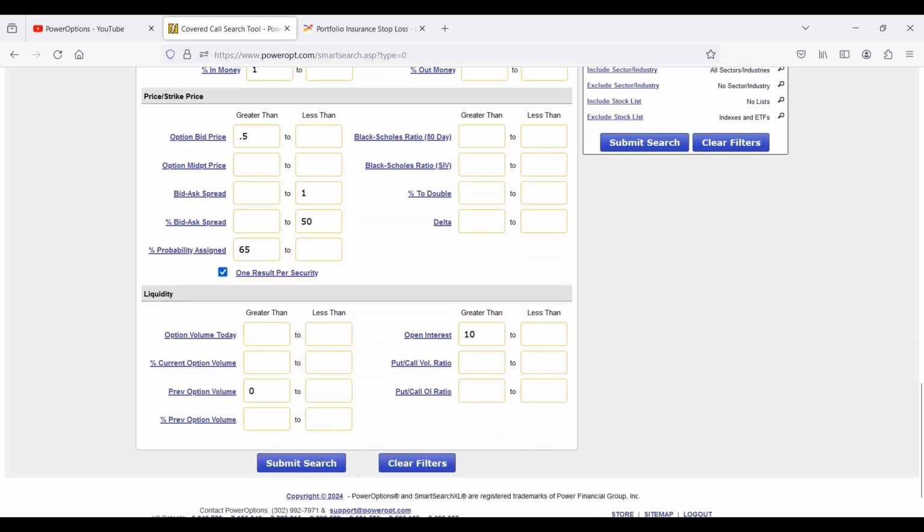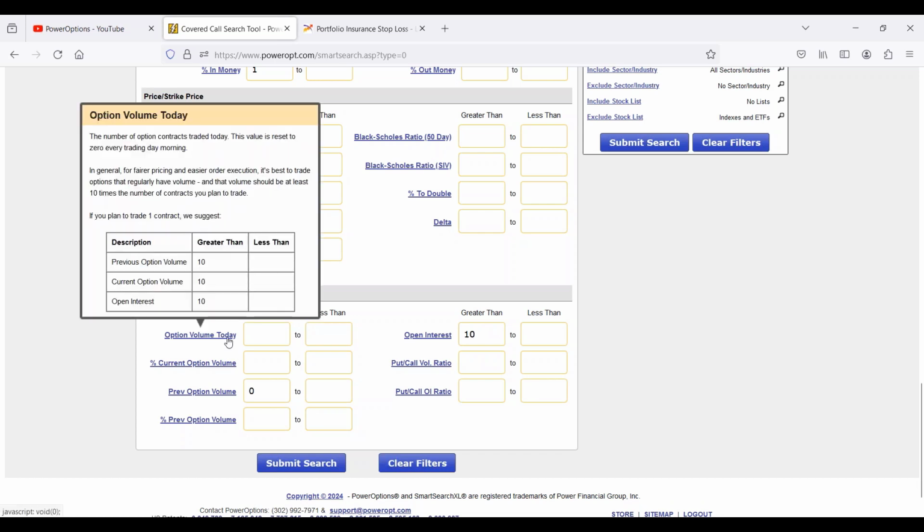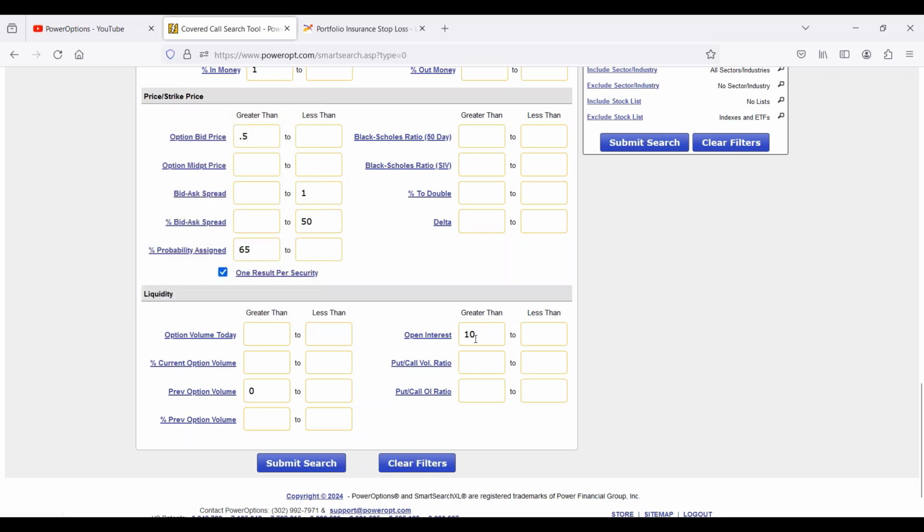And down below, we have our liquidity. We'll take a look at a spread position or spread strategy in a moment. But you have these filters for option volume today, open interest, the basic open interest. Rule of thumb, Ernie and I usually suggest looking for an open interest that's about 10 times the number of contracts you're planning on trading.